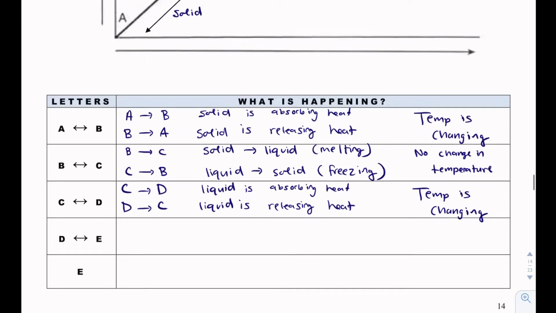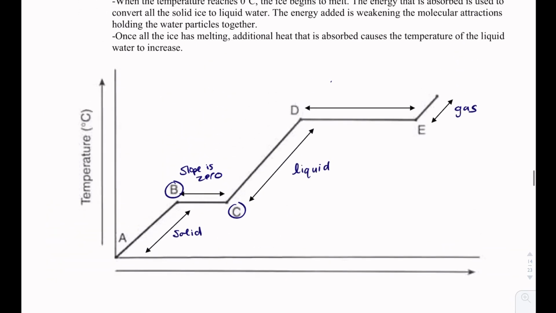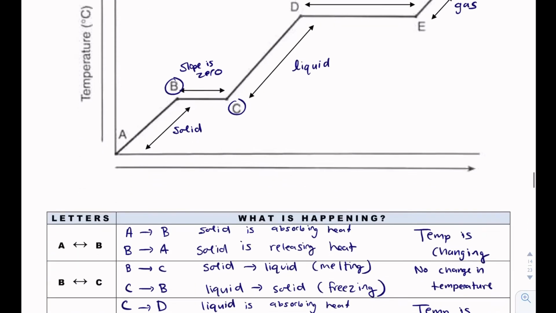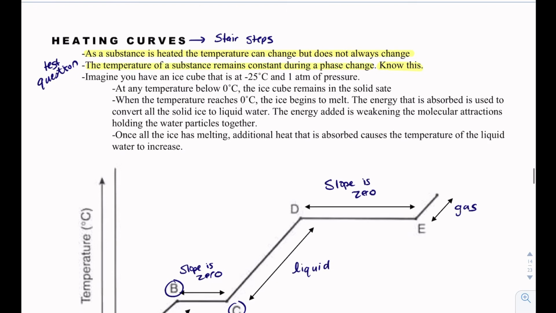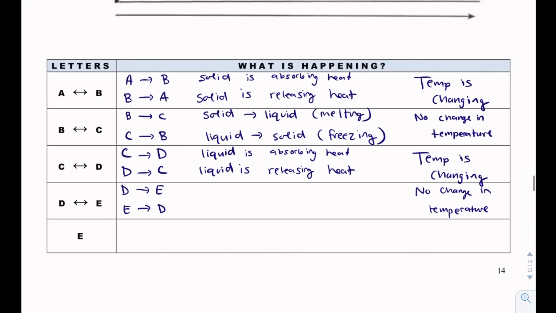Okay, now D to E, we have D going to E, or E going to D. And notice our slope is 0 at this section. So there's no change in the temperature. This makes a lot of sense to me. One, the slope is 0, but we just highlighted at the beginning of this page that when we undergo a phase change, which is what we're doing here, the temperature of our substance remains constant. And that's something most people just don't know.